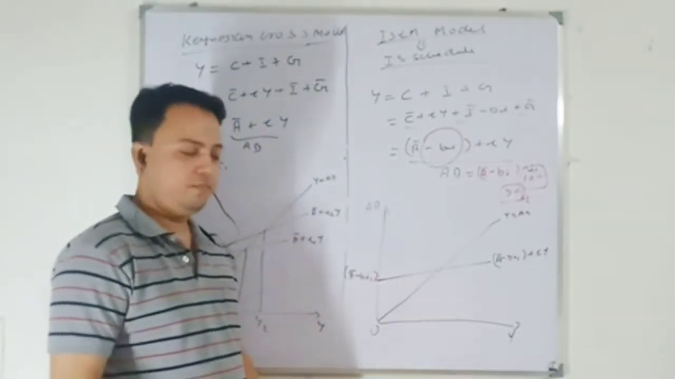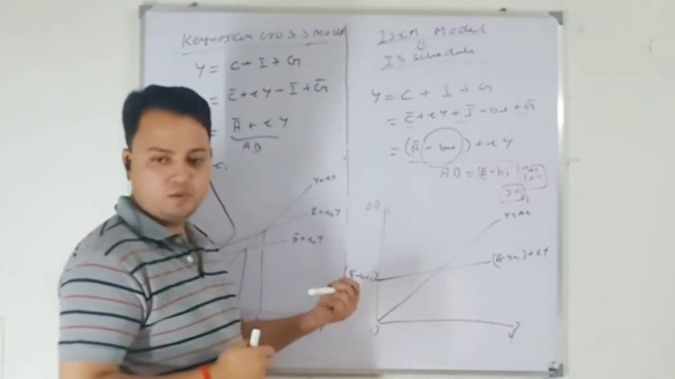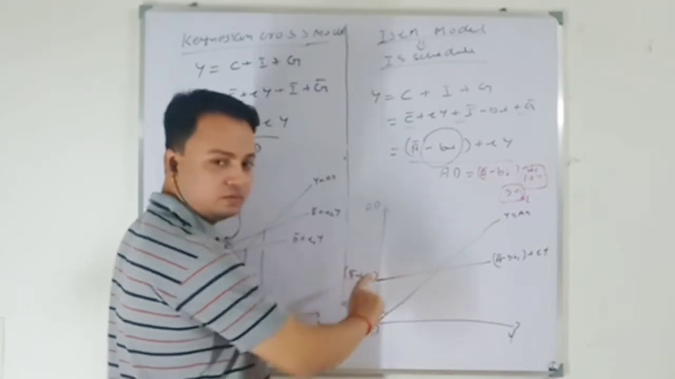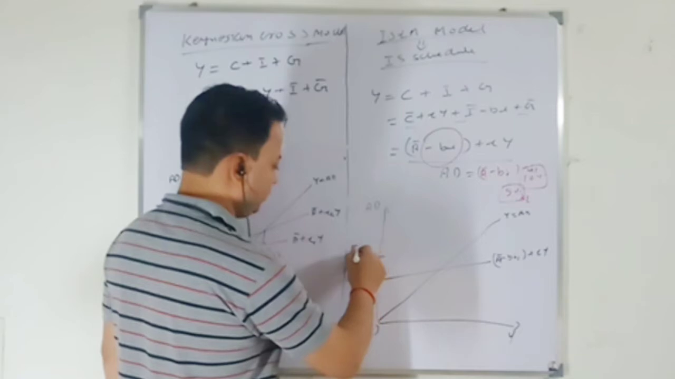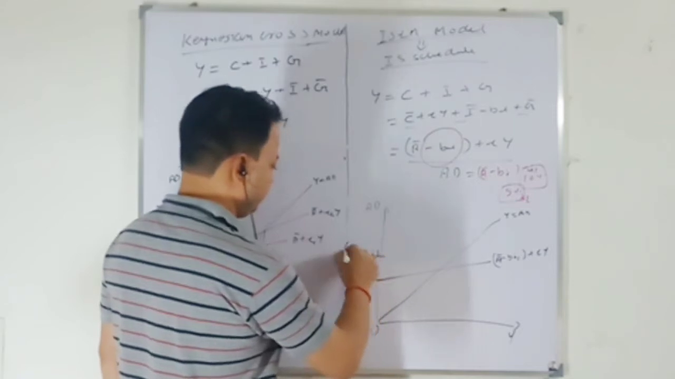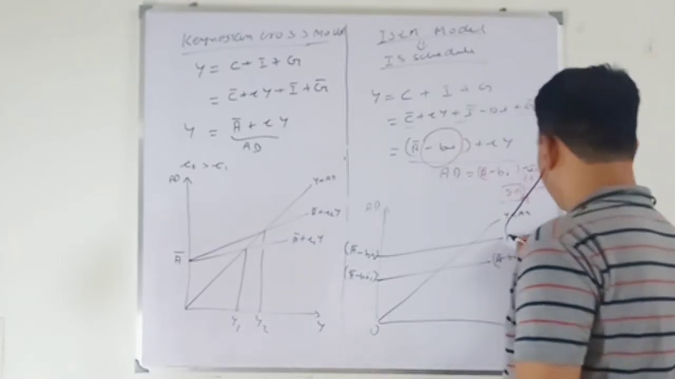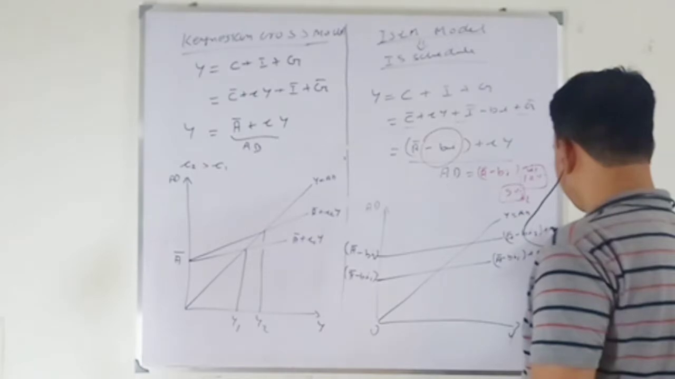So this is what we have. Second, when the interest rate reduces, investment will be more. When investment is more, your autonomous part will increase, the constant part will increase. This will be your new aggregate demand: A bar minus bI2 plus small c y.